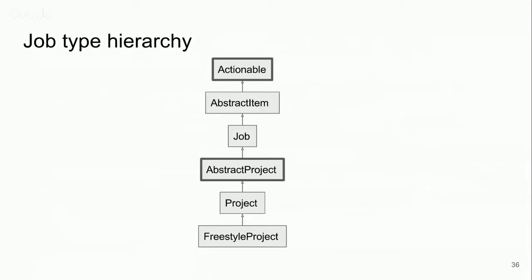Again, let's look at the job type hierarchy. In this case, the important part is that AbstractProject is an Actionable and has all the methods defined on Actionable, which I mentioned on the previous slide.